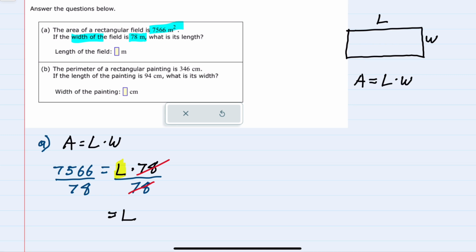And doing that division, 7,566 divided by 78 gives us 97. So the length of this rectangular field is 97 meters. And then for part B, we're given a different example. This time it's a painting. And here we are given the perimeter.